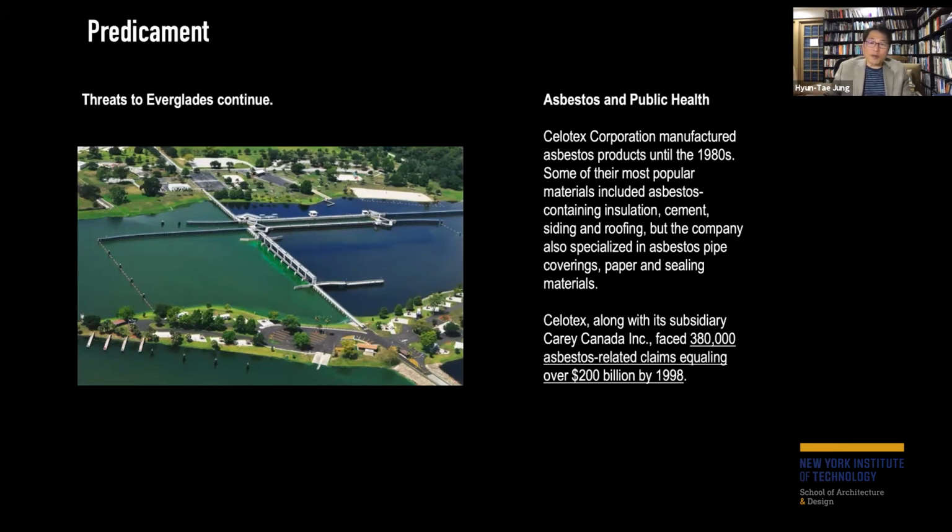Some of their most popular materials included asbestos-containing insulation, cement, siding, roofing, and even ceiling. The company also specialized in asbestos pipe coverings and paper sealing materials. Celotex, along with its Canadian asbestos mining company, faced about 380,000 asbestos-related lawsuit claims, which equaled over about $200 billion by 1998.